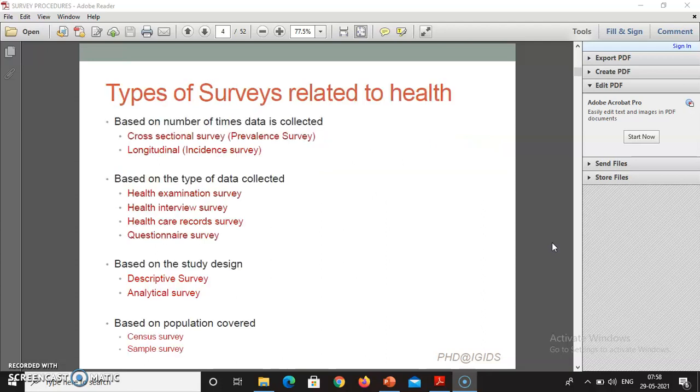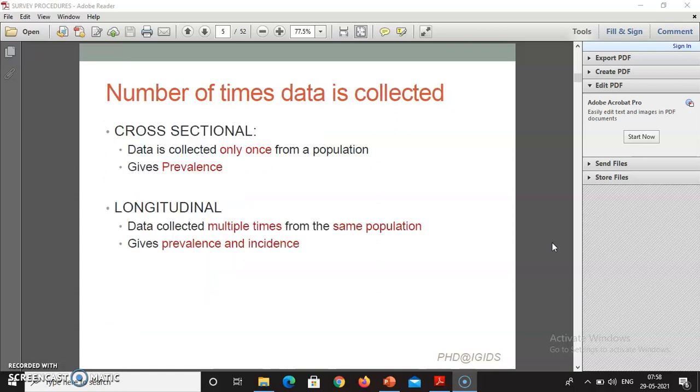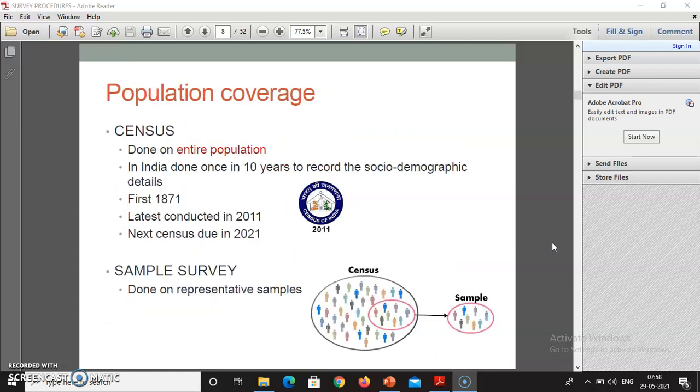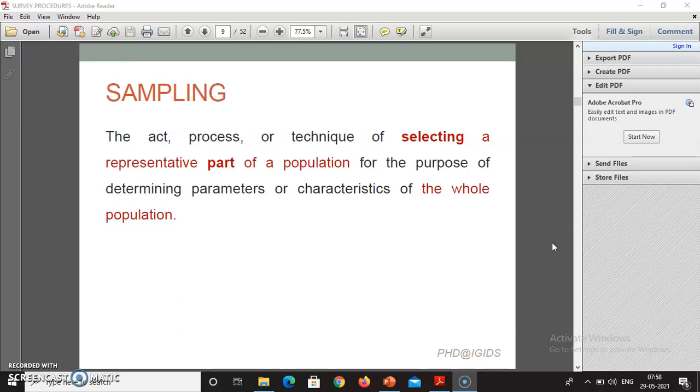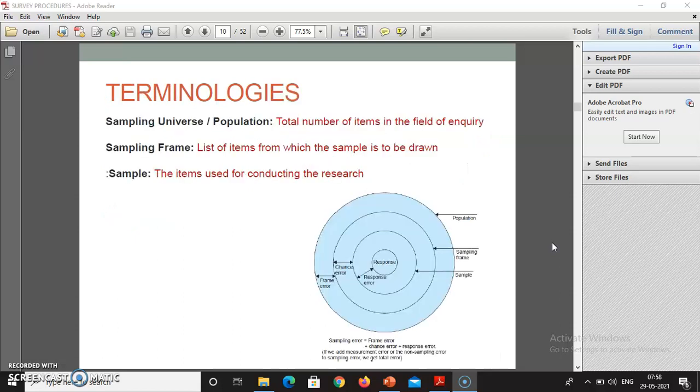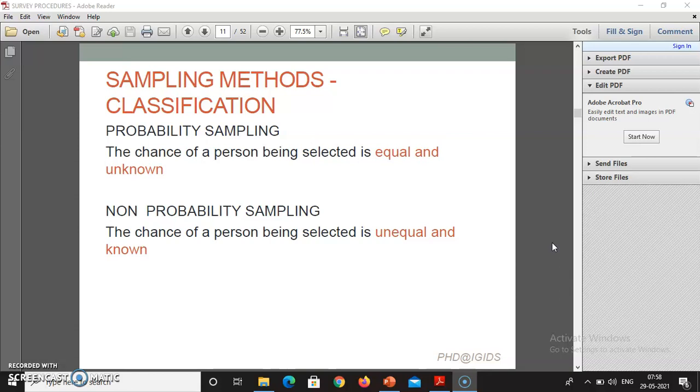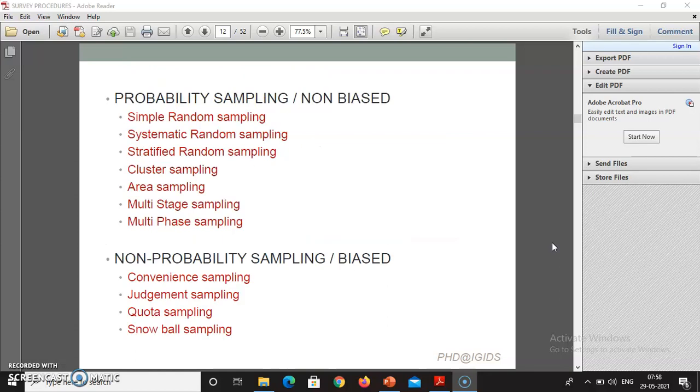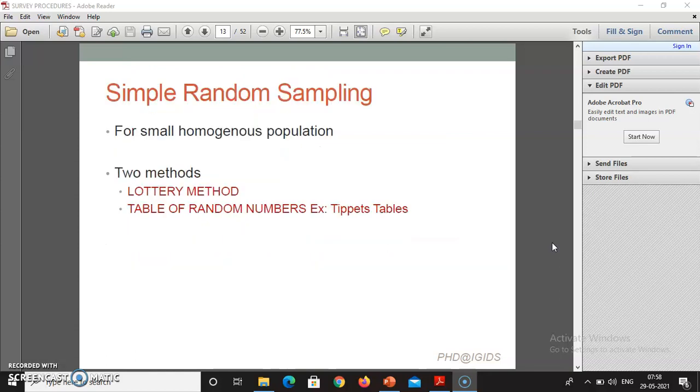What are the different types of survey? How do you classify it based on various headings? Then an explanation regarding that. Then what is sampling? And what are the terminologies related to sampling, what are the types of sampling broadly classified as probability and non-probability methods, then about each type of probability and non-probability sampling in detail.